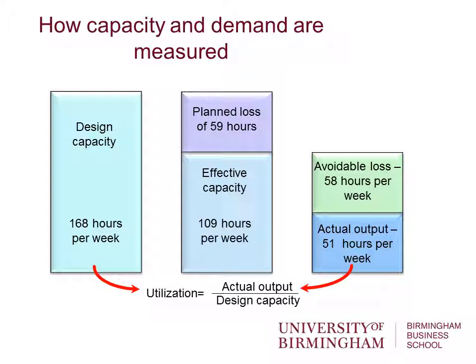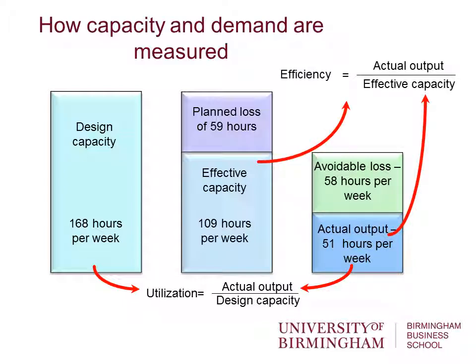Now we use two words: utilization and efficiency. Utilization is actual output divided by design capacity, and efficiency, how efficiently we're using our capacity, is actual output divided by effective capacity. So there we are. We have two measures and two words, efficiency and utilization, which have very specific meanings in operations management.